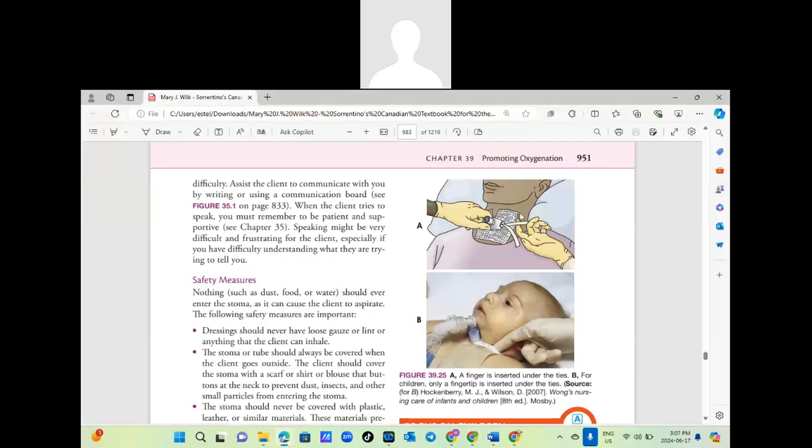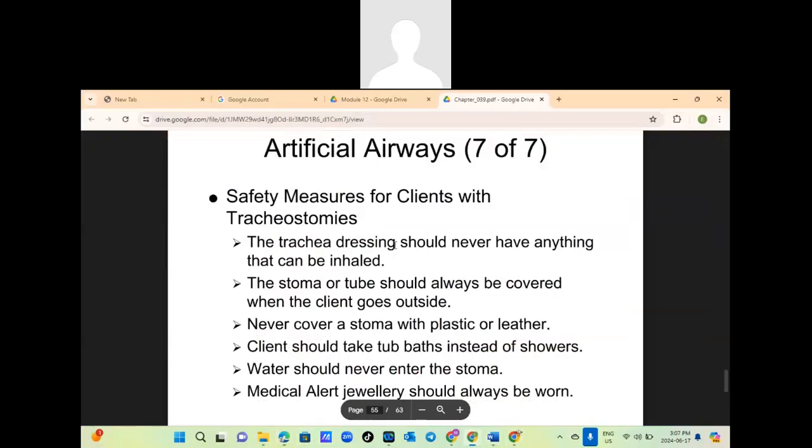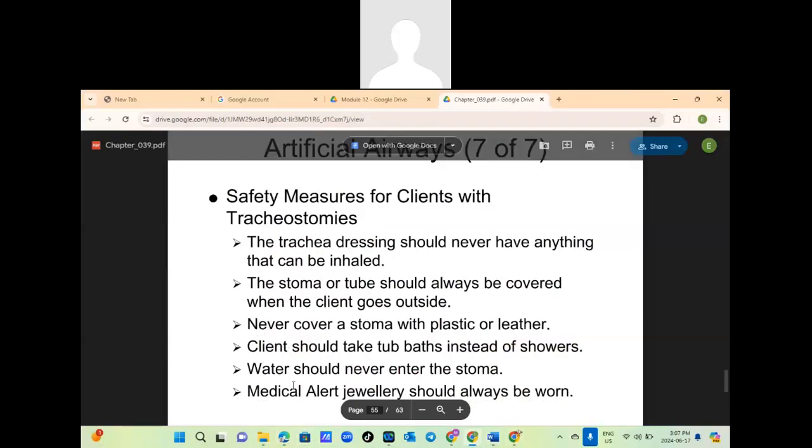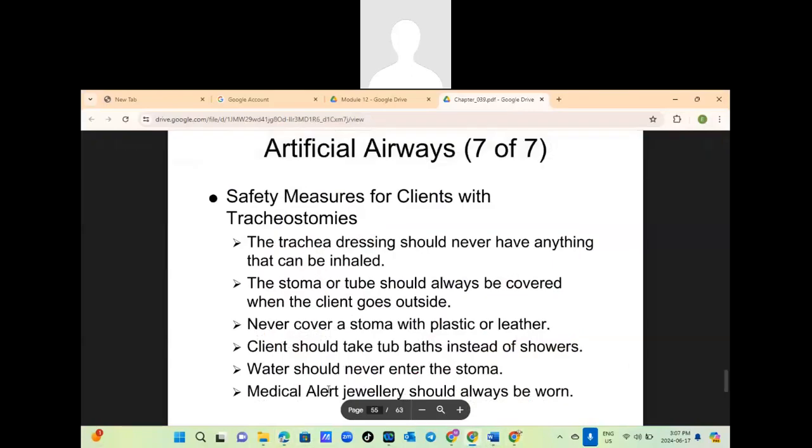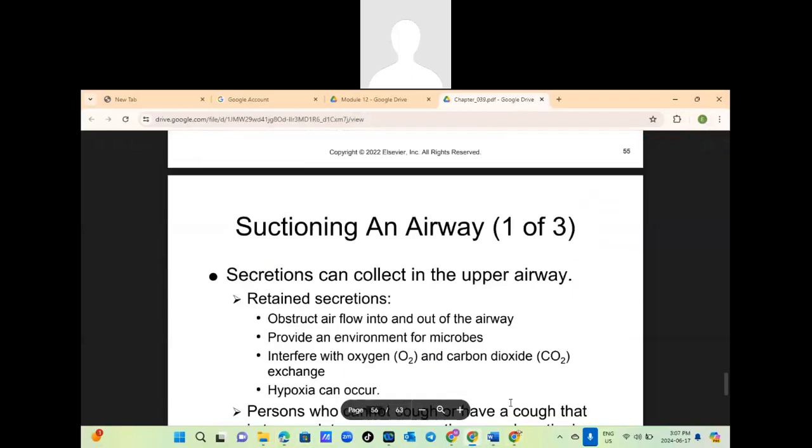I haven't done the string ties. The Velcro for me is way easier because it's easy to adjust, not too tight, not too loose, just comfortably snug on the person's neck. Water should never enter the stoma. Medical alert jewelry should always be worn.